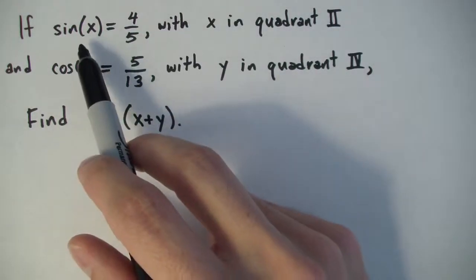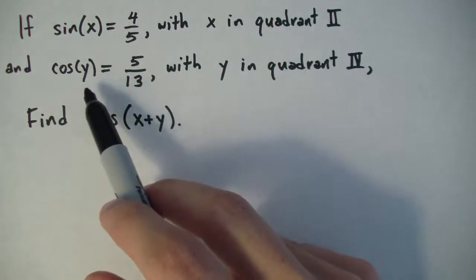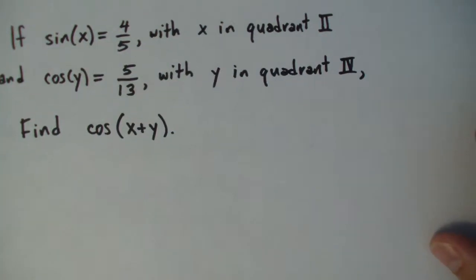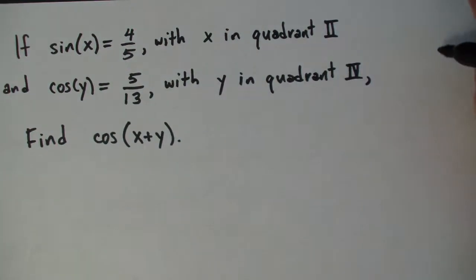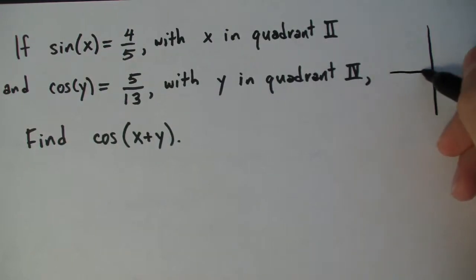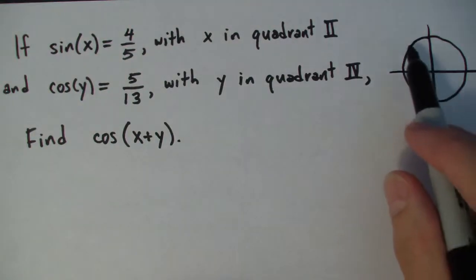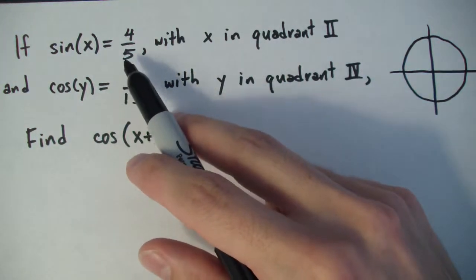But all we've been told is sine of x and cosine of y. But remember, we can figure out the other information. So let's just do a quick little drawing of what x must look like. So we're told that x is in quadrant 2 and that sine of x is 4/5.